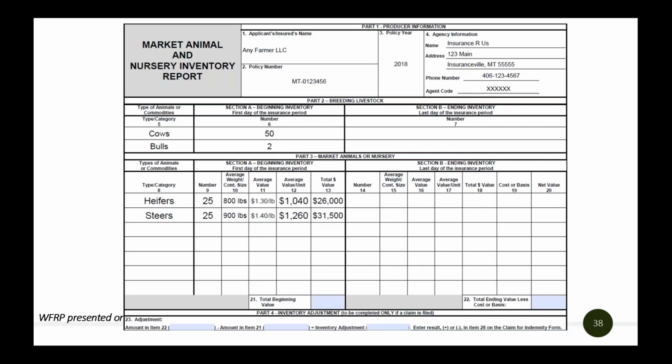This is our inventory report that came in with the application. You can see here we have some heifers and steers. These are the ones that carried over from last year. Raised them on the farm last year. They grew to an average weight. The heifers are 800 pounds, the steers 900 pounds. And we've got the average value at the first of the year, or the beginning day of our tax year. For those of you that may be in a fiscal year situation, that would be the beginning of your fiscal year. Again, work with your agent on that.